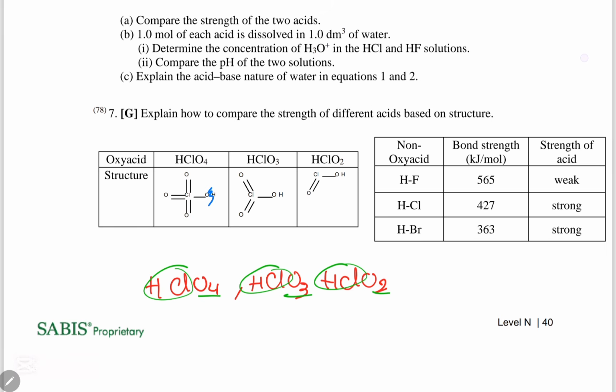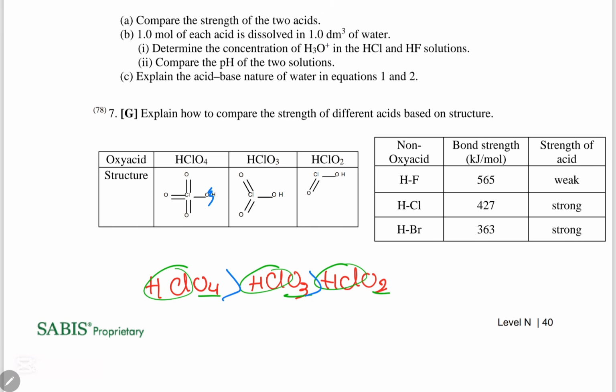So basically, the greater the number of oxygens I have in my acid, the stronger it is. Why? Because of the electronegativity, and because the oxygen will cause the electron density around the hydrogen to lower, so then it will be easier to break the bond and then we will release more hydrogen. So this is stronger than this, stronger than this.